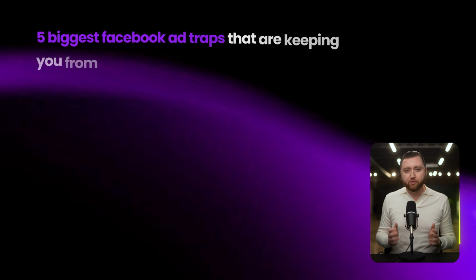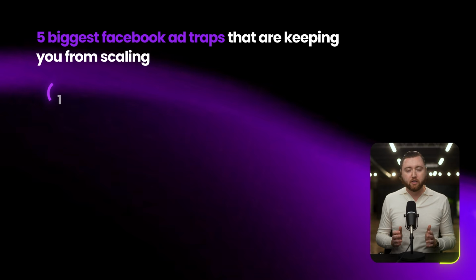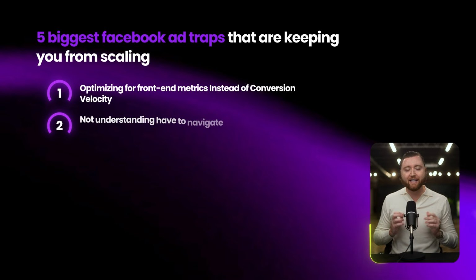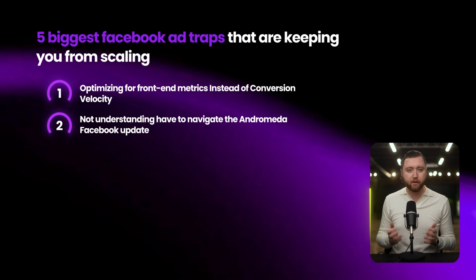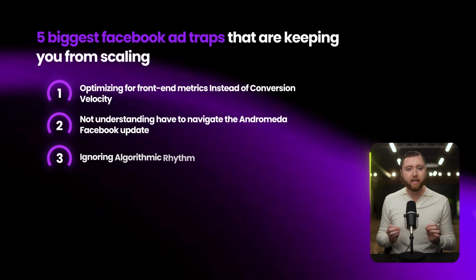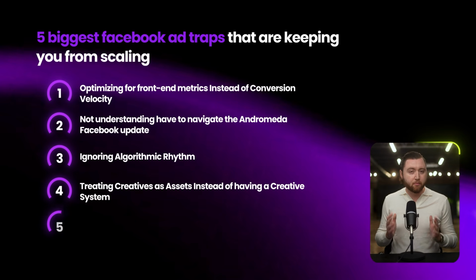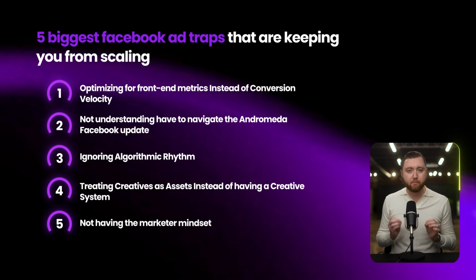Now let's recap the 5 biggest Facebook ad traps that are keeping you from scaling. Number 1, optimizing for front-end metrics instead of conversion velocity. Number 2, not understanding how to navigate the Andromeda Facebook update. Number 3, ignoring algorithmic rhythm. And 4, testing creatives as assets instead of having a creative system. And number 5, not having the marketer mindset.